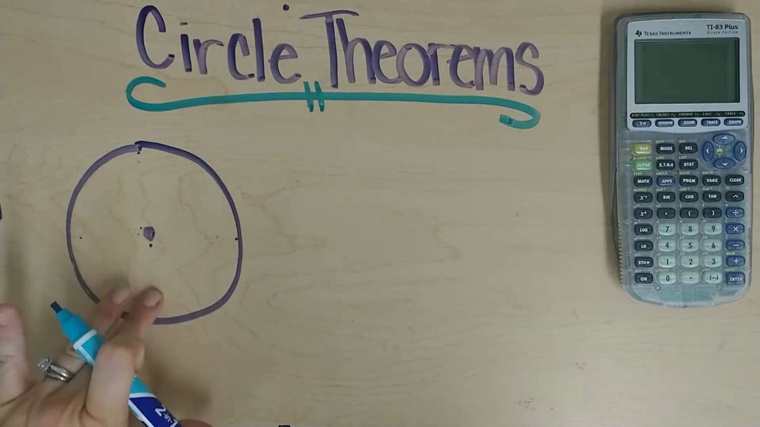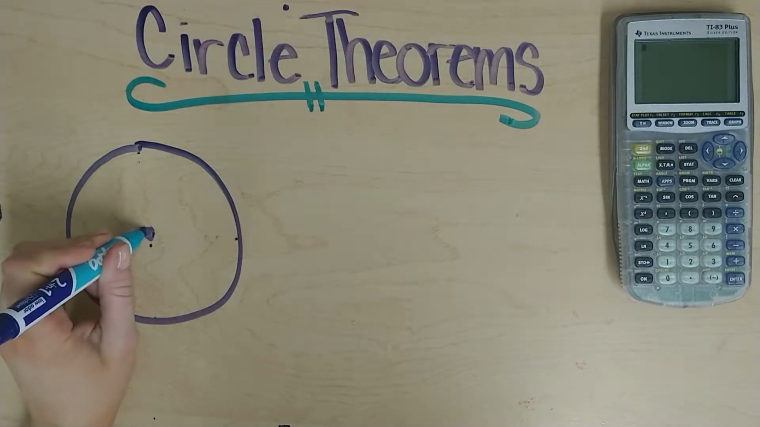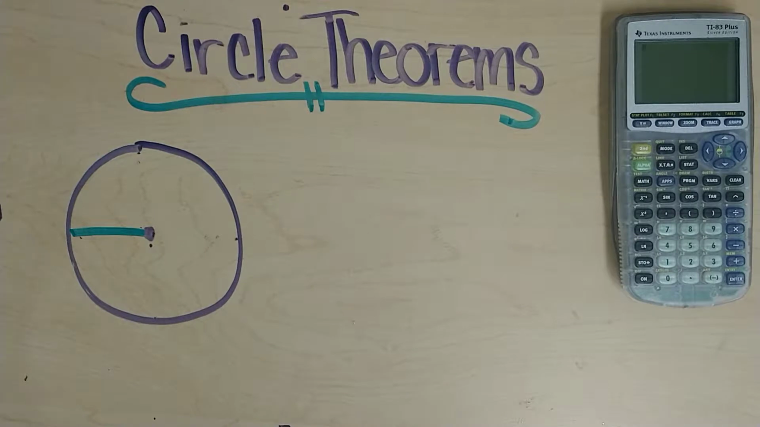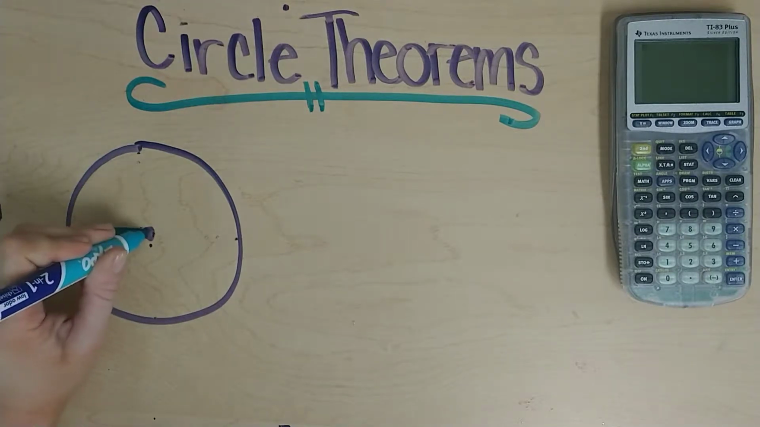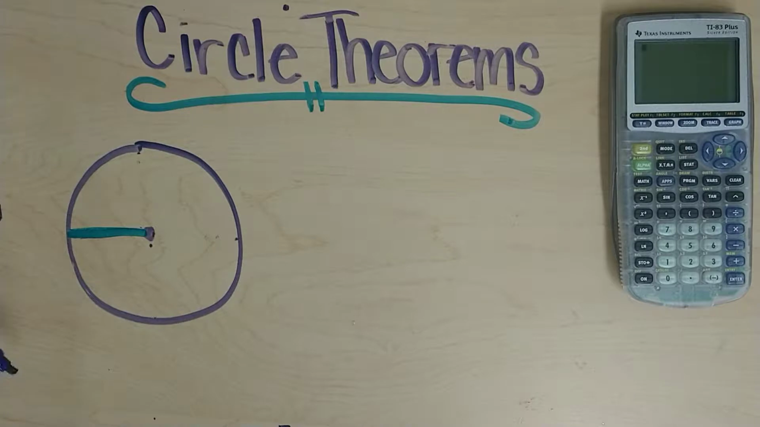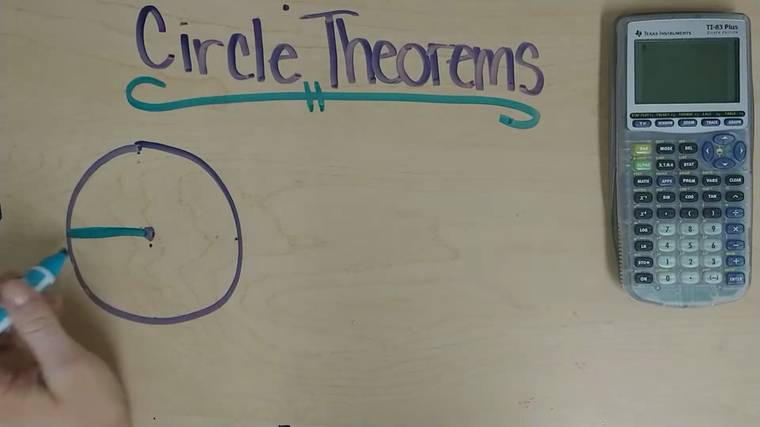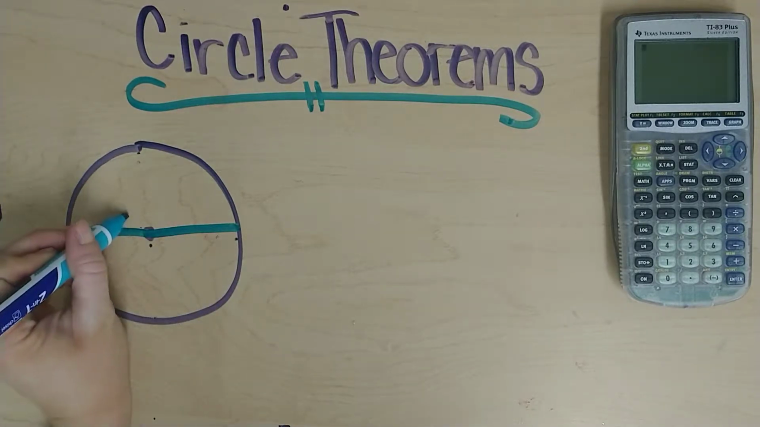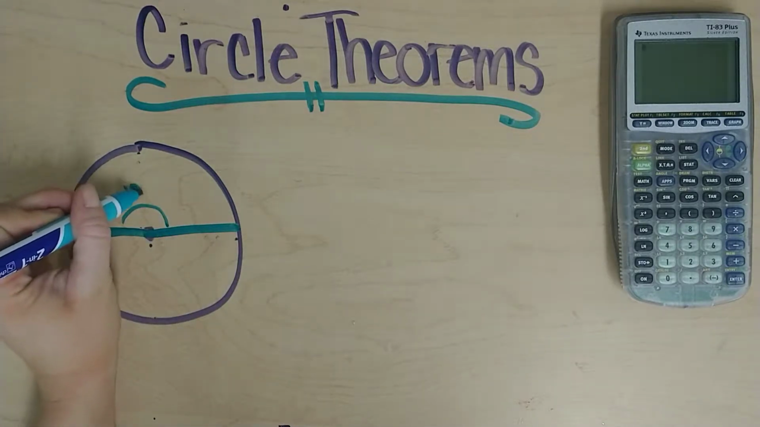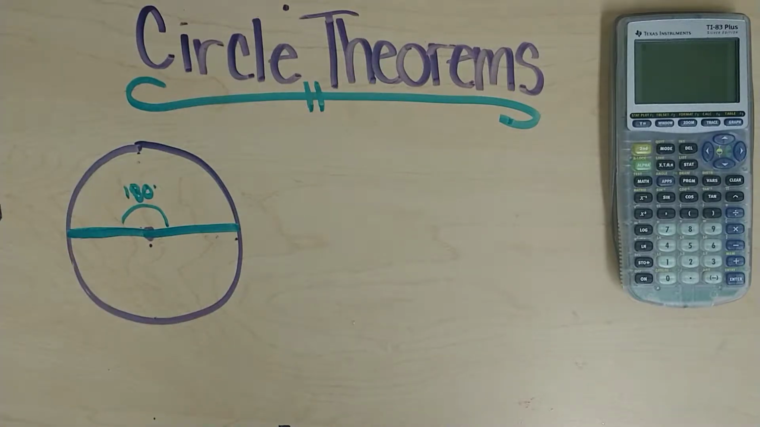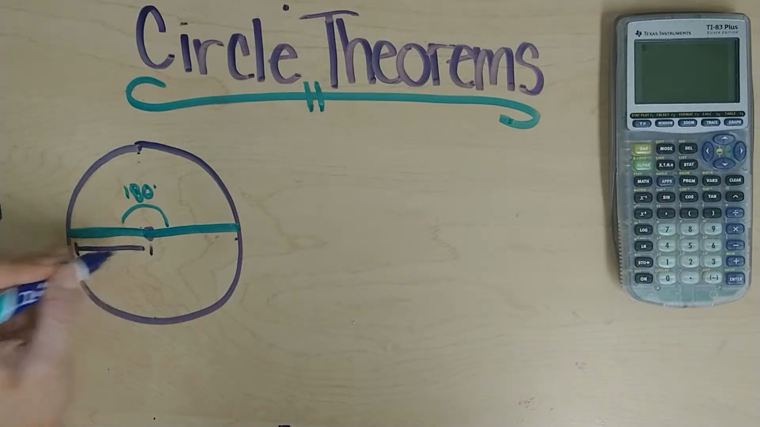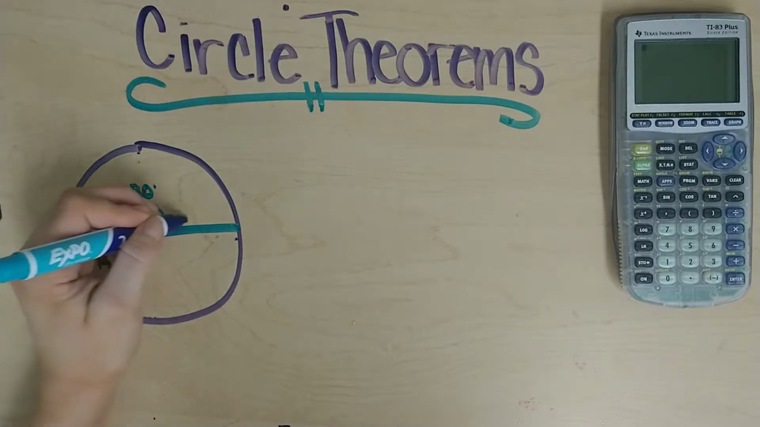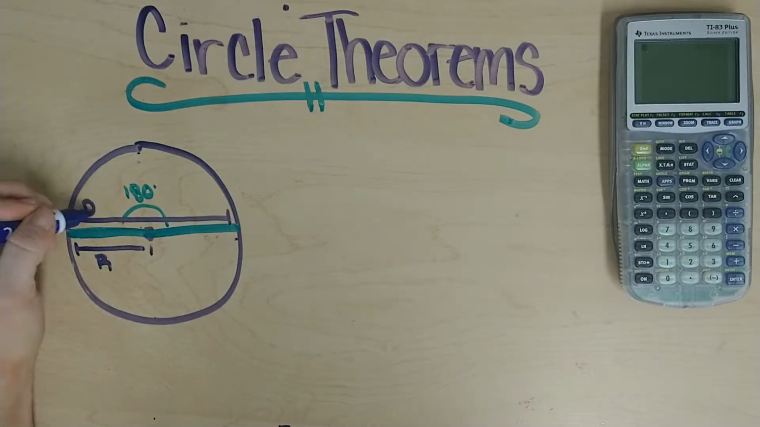From the center point, I can also draw something called a radius. The radius is only one line from the center of my circle to the circumference. If I take the radius and I extend it through the center in 180 degrees, that is called a diameter. So this is my radius, and this is my diameter.